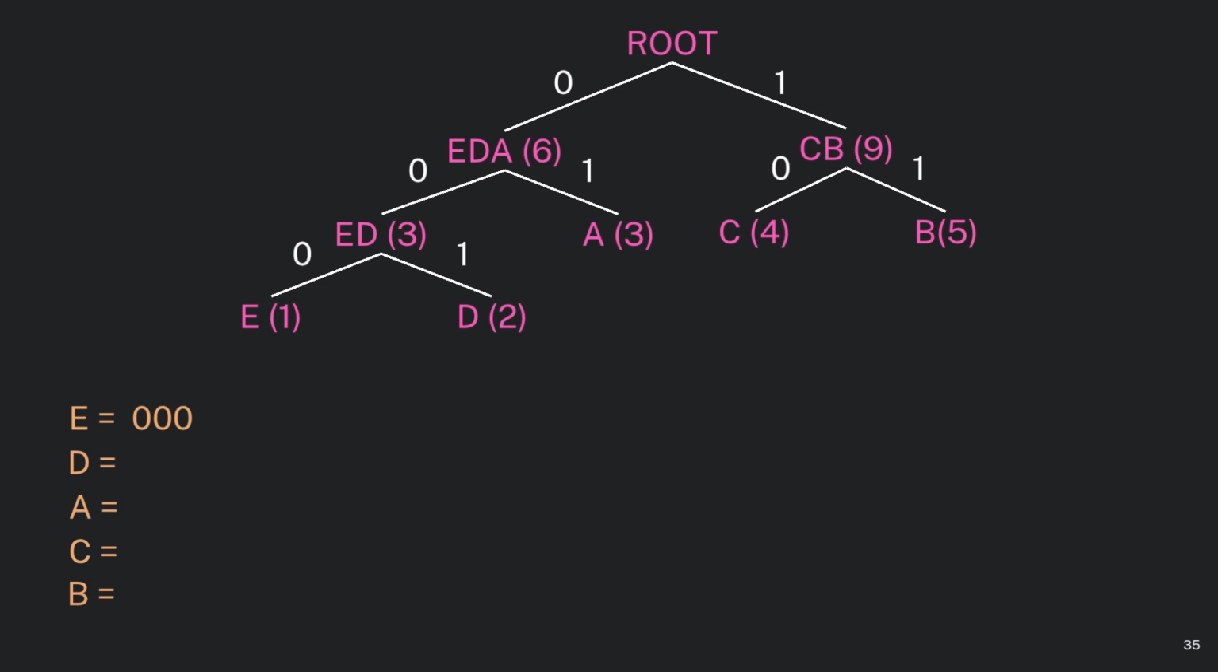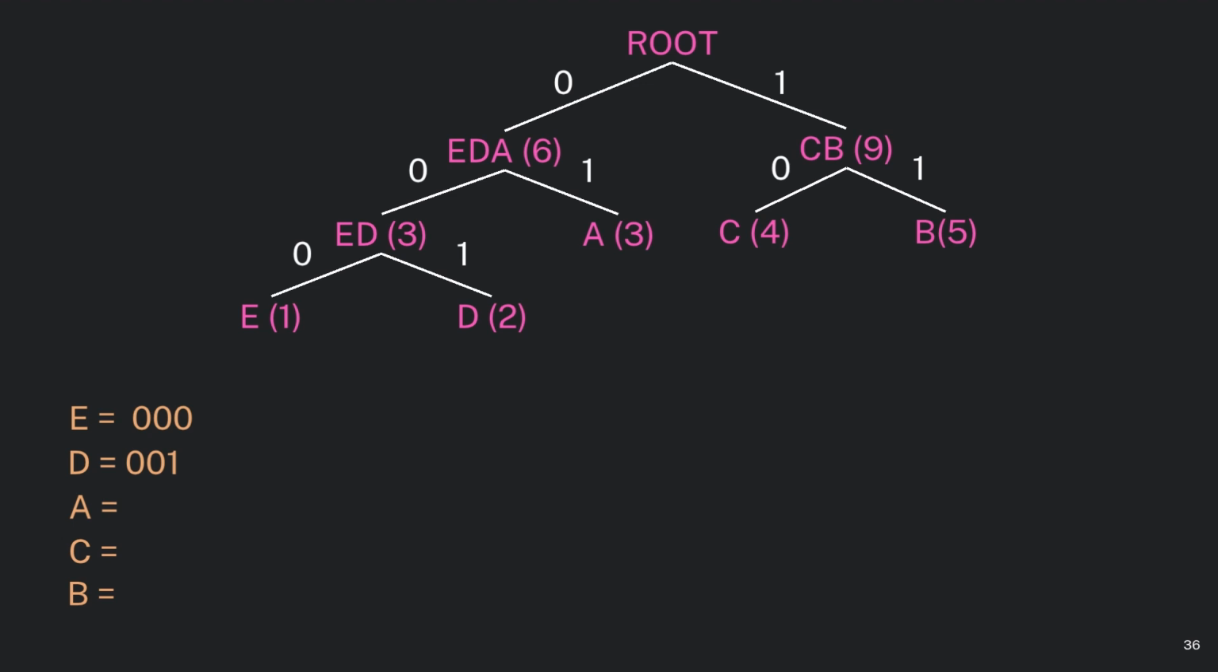What about D? Again I am starting from the root node. We need to go left. We need to go left afterwards. And at the node of ED, I need to go right in order to reach the node of D. So that means the code for D is going to be 001.